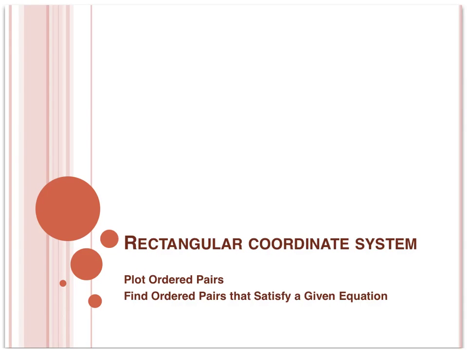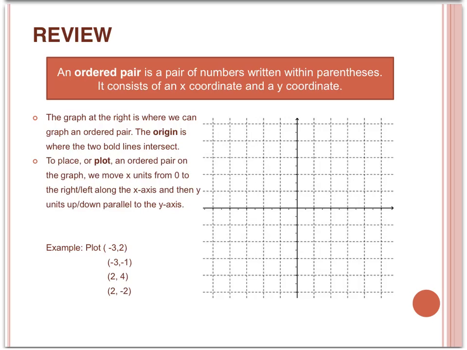This section is on the rectangular coordinate system. More specifically, we'll be talking about how to plot ordered pairs and find ordered pairs that satisfy a given equation. To begin, let's review. An ordered pair is a pair of numbers written within parentheses. It consists of an x-coordinate and a y-coordinate. You would write this ordered pair with a parenthesis, the x-coordinate, comma, the y-coordinate, and another parenthesis.